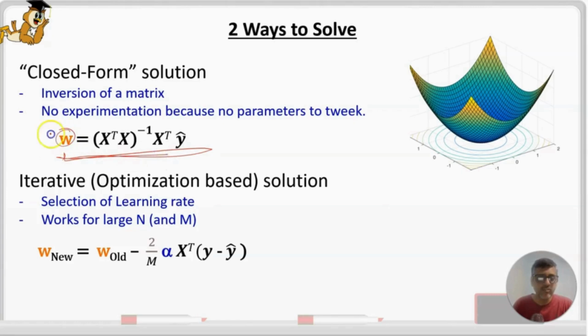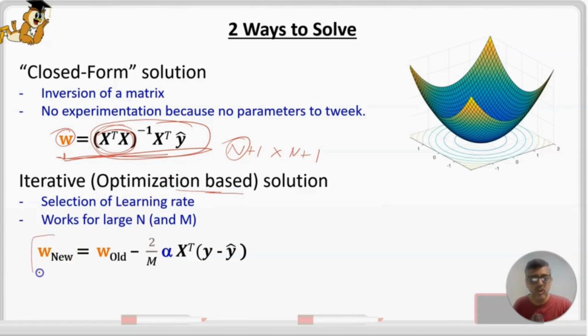The value of the best weights W could essentially be computed by finding the value of this expression on the right hand side. It involves the inversion of a matrix of size n plus 1 multiplied by n plus 1, where n is the number of independent variables. There are no parameters to tweak, which is a good thing. So you cannot end up choosing a wrong value of a parameter, but you have to deal with this inversion, right?